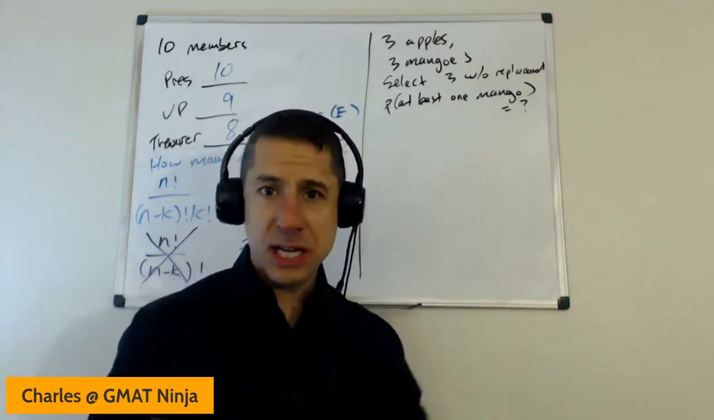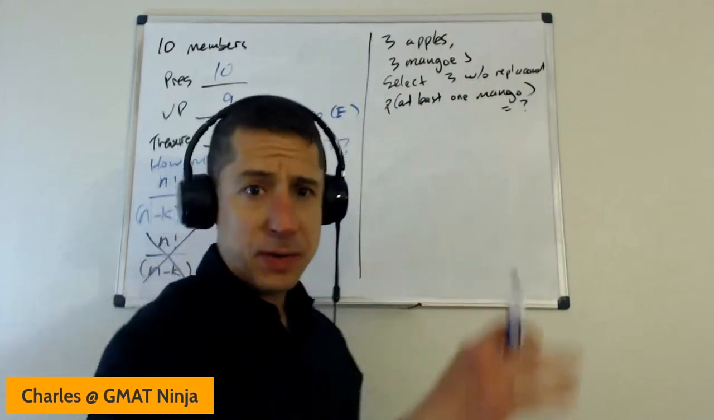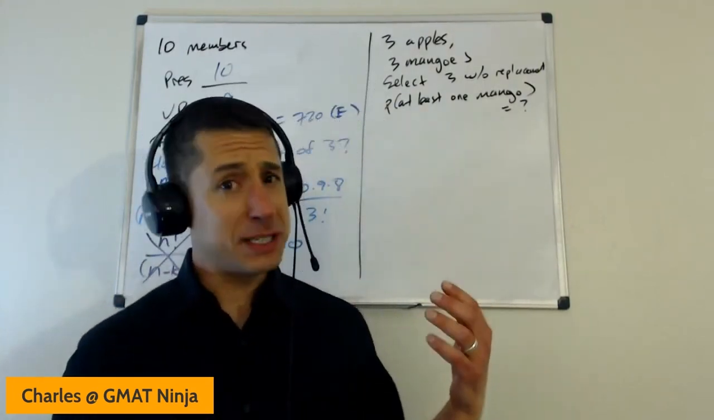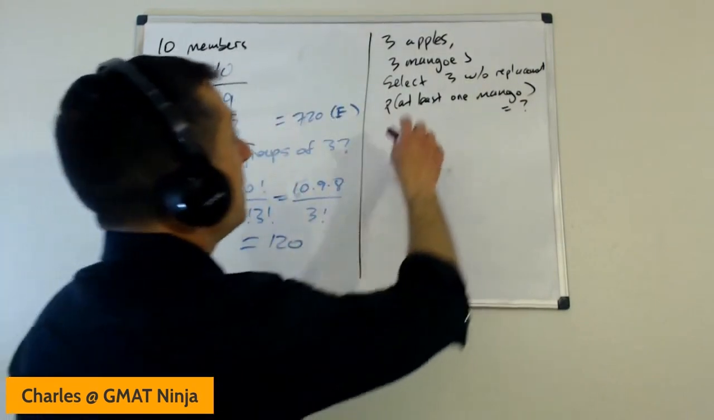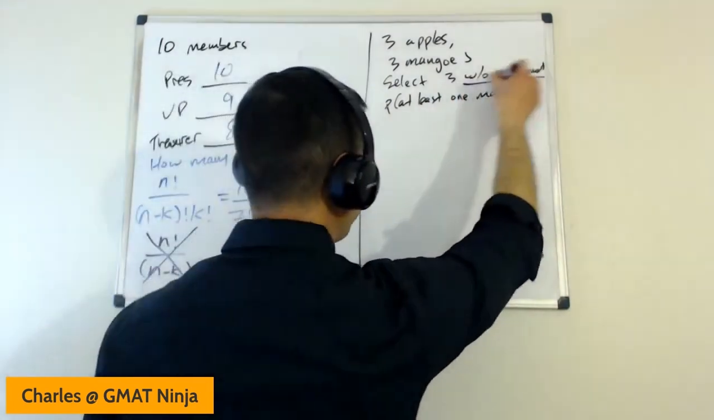You just don't need to know a ton of it. You're not going to see much that is that far past this unless you're way up in the upper reaches of the score range. And if that's the case, look, good for you. You can probably afford to miss it, right? So if you see anything that's much harder than this, you're in great shape. 3 apples, 3 mangoes. I'm going to select 3 without replacement.